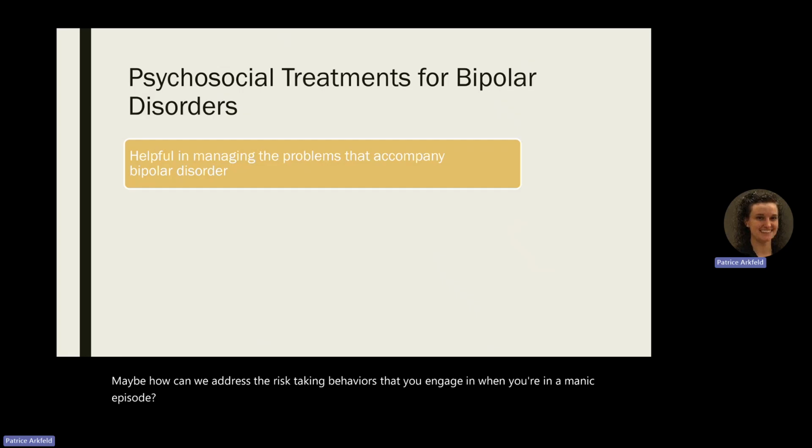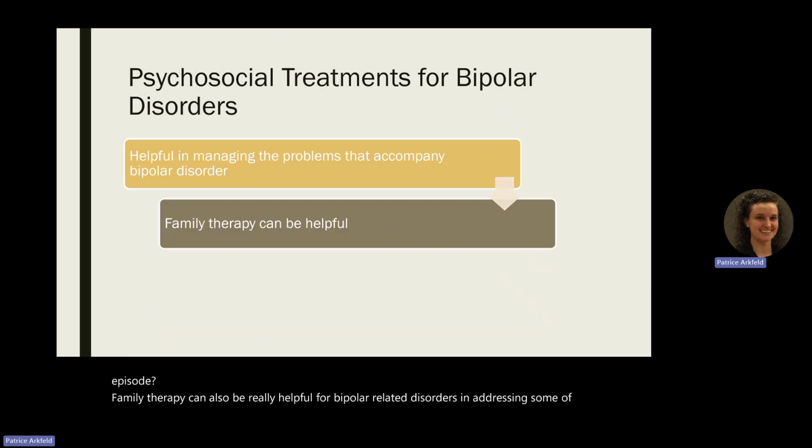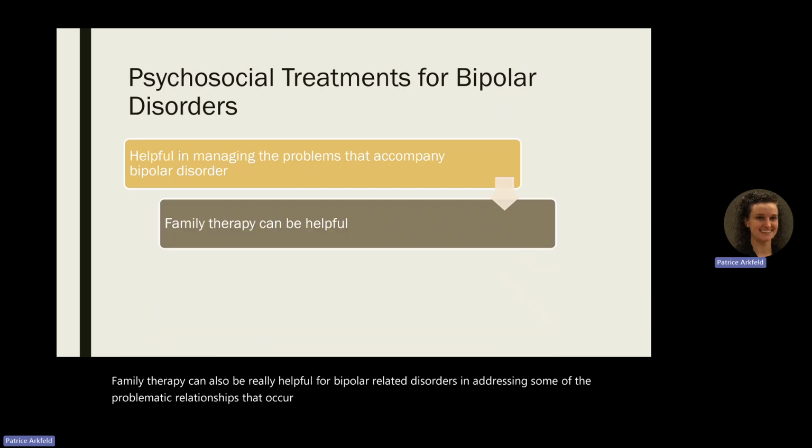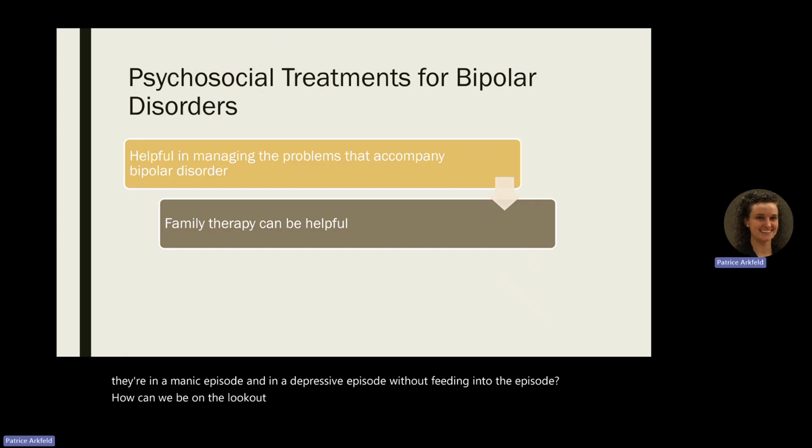Family therapy can also be really helpful for bipolar-related disorders in addressing some of the problematic relationships that occur with this disorder. So how do we support someone when they're in a manic episode and in a depressive episode without feeding into the episode? How can we be on the lookout for symptoms for this person when they might not have the awareness to be able to do that? Family therapy can be really helpful in that regard, but it also really depends on how close the person is with their family and their living environment.